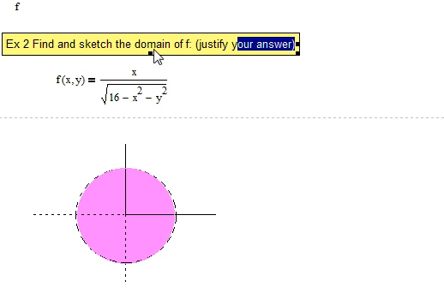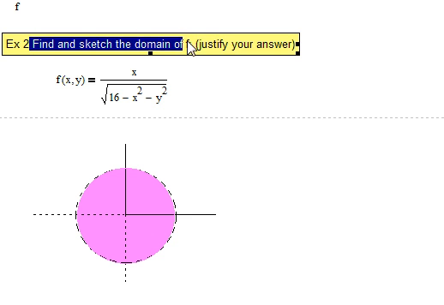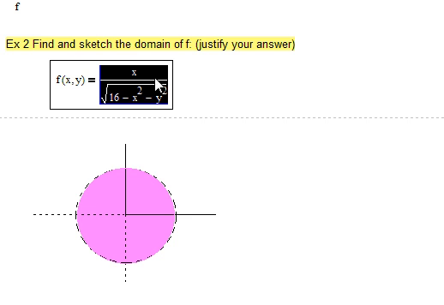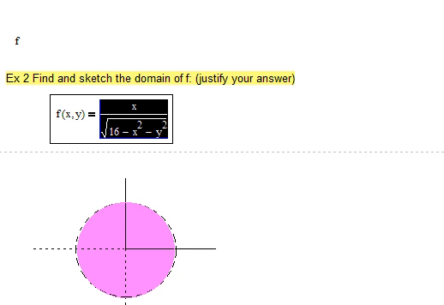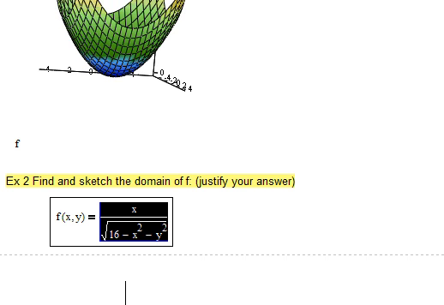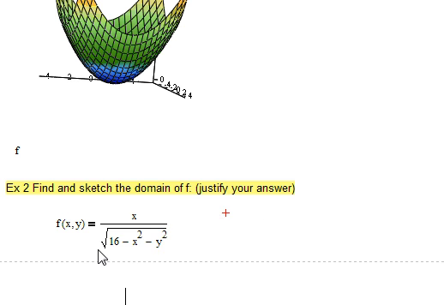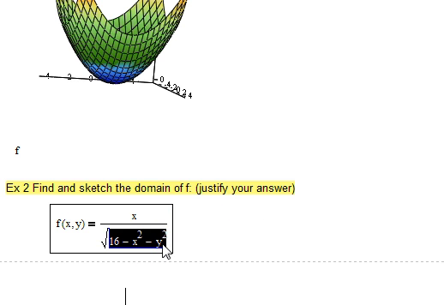Find and sketch the domain. Aha, find and sketch the domain of f and justify your answer. Well, here's our function. Whoops, I put the sketch there ahead of time. I didn't mean to do that. Here's our function, x over the square root of 16 minus x squared minus y squared.